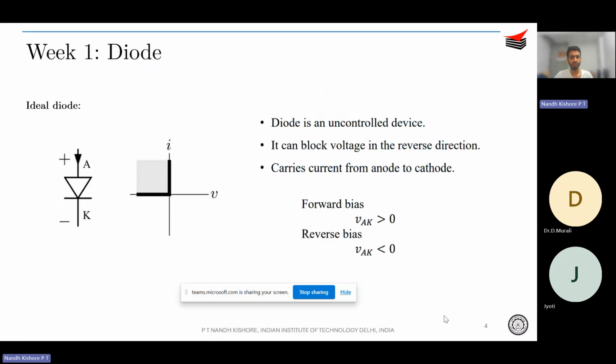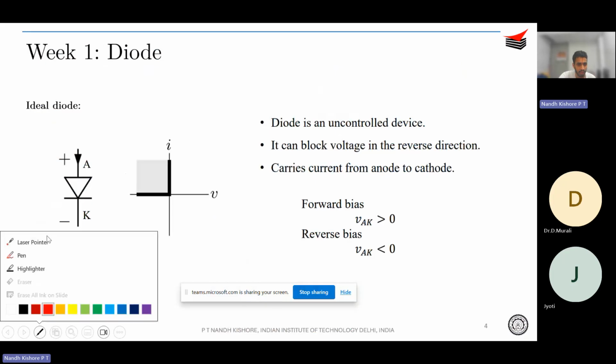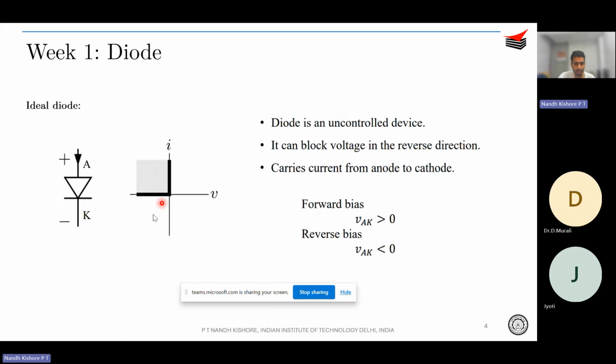So we'll start off with week 1. Week 1 was pretty simple. We studied the diode circuit, right? Ideally, we of course know that the diode is an uncontrolled device and it operates in the second quadrant, correct? So it can conduct current from anode to cathode, and it can block reverse voltage between cathode and anode. If you give a positive voltage between anode and cathode, of course the diode is going to conduct. So from this we understand that it can operate only in the second quadrant.